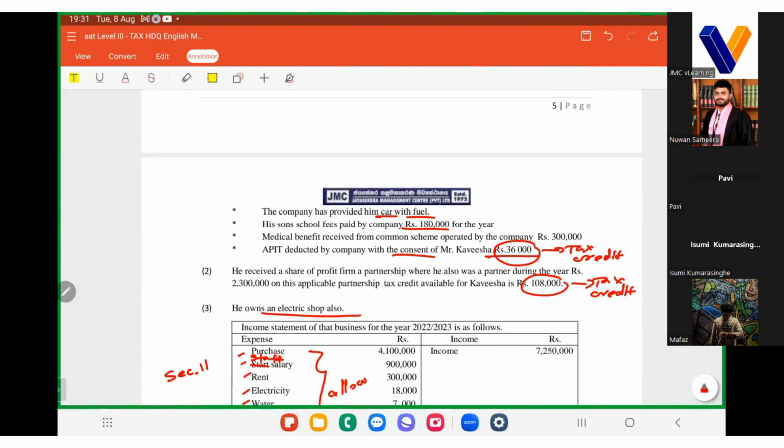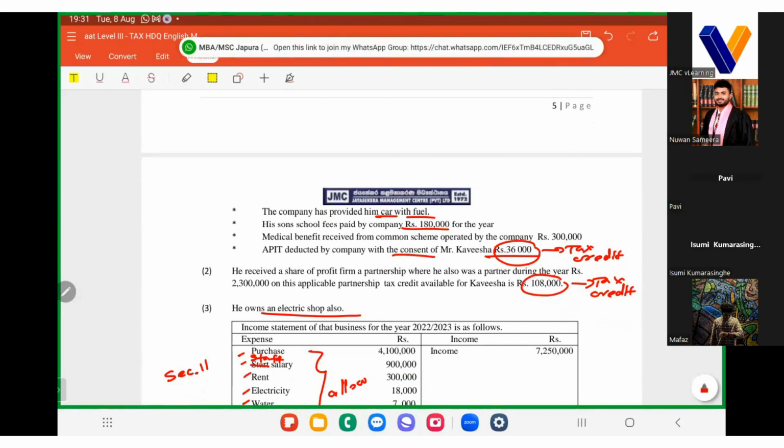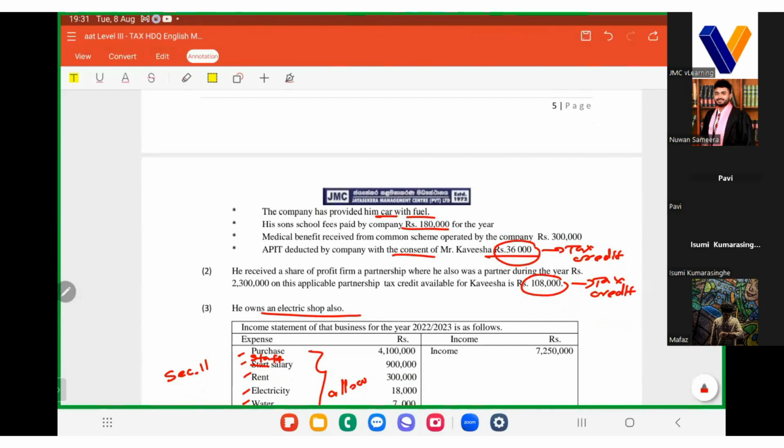So the company has provided him a car with fuel. Then how much is the vehicle benefit? How you can calculate that? So here when the employer provides vehicle benefit, what is the value per car per month? How much? 20,000. Yes, very correct. 20,000. And fuel? 20,000. So altogether, you need to add it as 40,000, right?